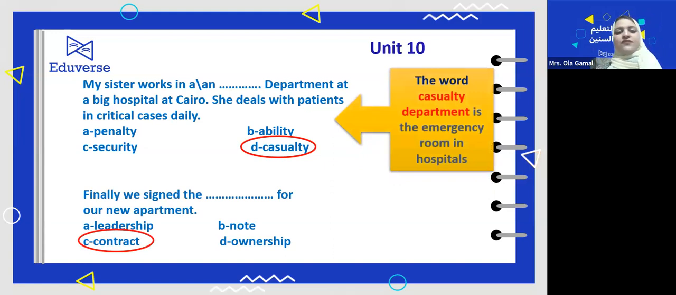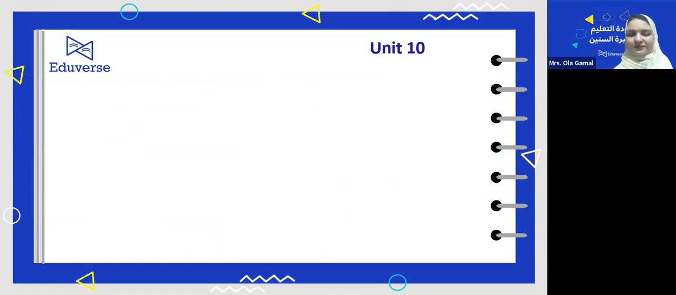For the next question here, finally, we signed what for our new apartment? Of course, we signed the contract. You can sign the contract when you buy anything, maybe a land, maybe an apartment, a boat, or a ship, or a motorbike or a car. You have to sign a contract when you buy anything.